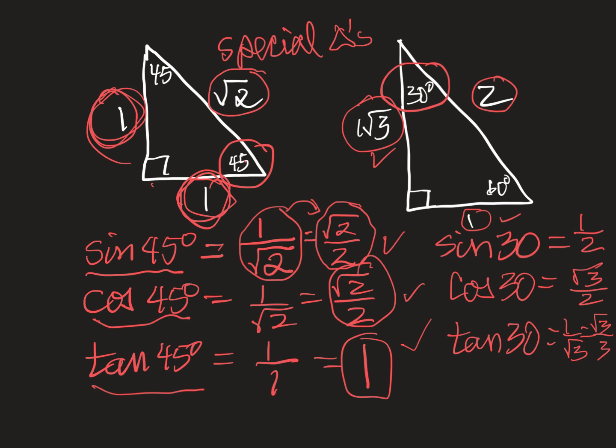So the cosecant of 30 is going to be 2. The secant of 30 is going to be 2 divided by the square root of 3, which is 2 square root of 3 over 3. And the cotangent of 30 is going to be the square root of 3. And so for all these special angles, we could do this.